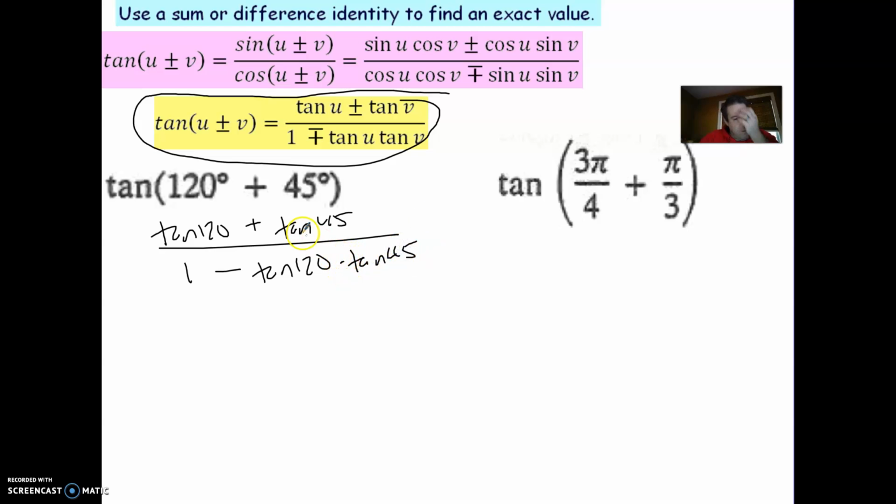All right, so remember 120 degrees is a 60-degree reference angle in the second quadrant, which means tangent is always going to be a negative. Tangent of 60 is square root of 3.